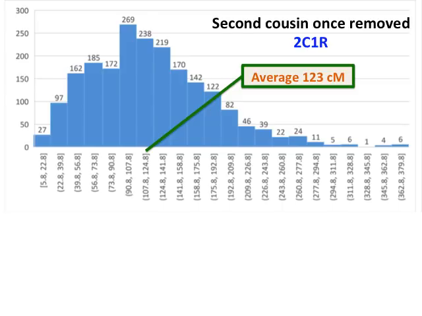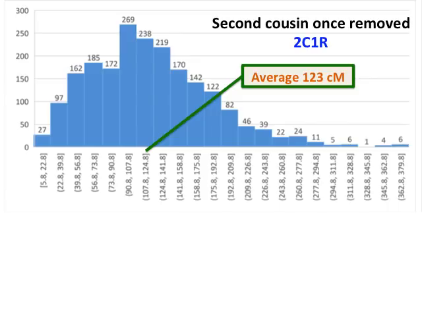So these are very, very useful to give you an idea of what are the chances, for example, if you share 240 centimorgans with someone, what are the chances that it's a second cousin, and what are the chances that it's a second cousin once removed? And it gives you a much better idea of where you sit in the tree in relation to your match.